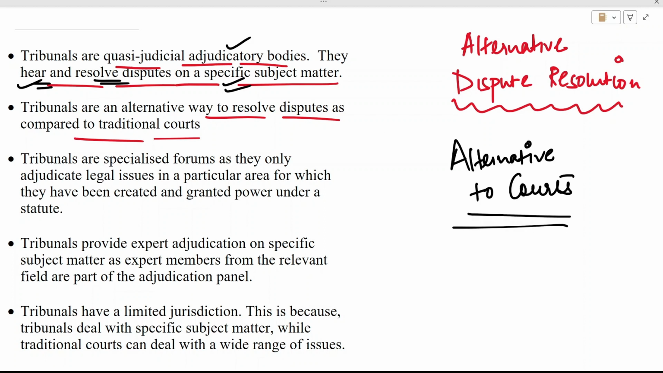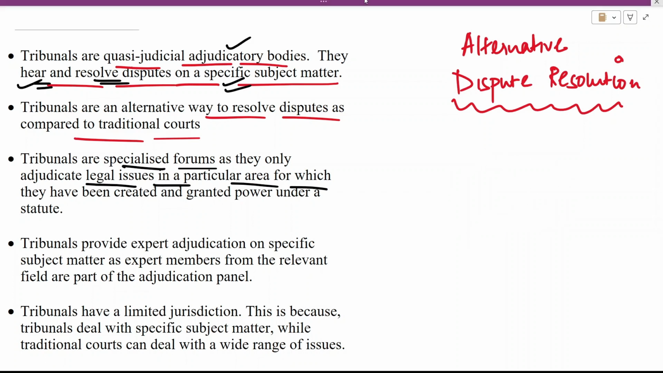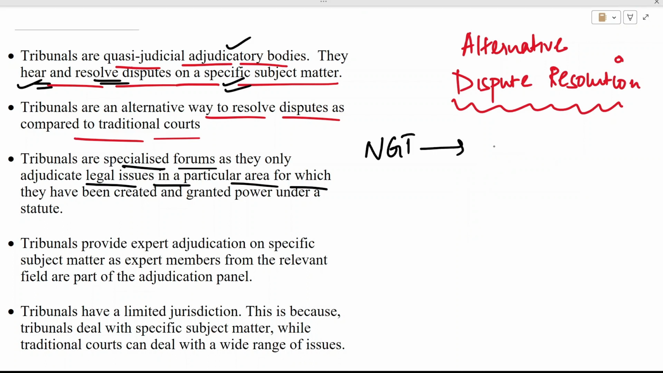Let's come to the next point. Tribunals are specialized forums as they only adjudicate legal issues in a particular area for which they have been created and granted power under a statute. Again, if you look at the example I just gave you, NGT, National Green Tribunal, it deals with environmental issues.